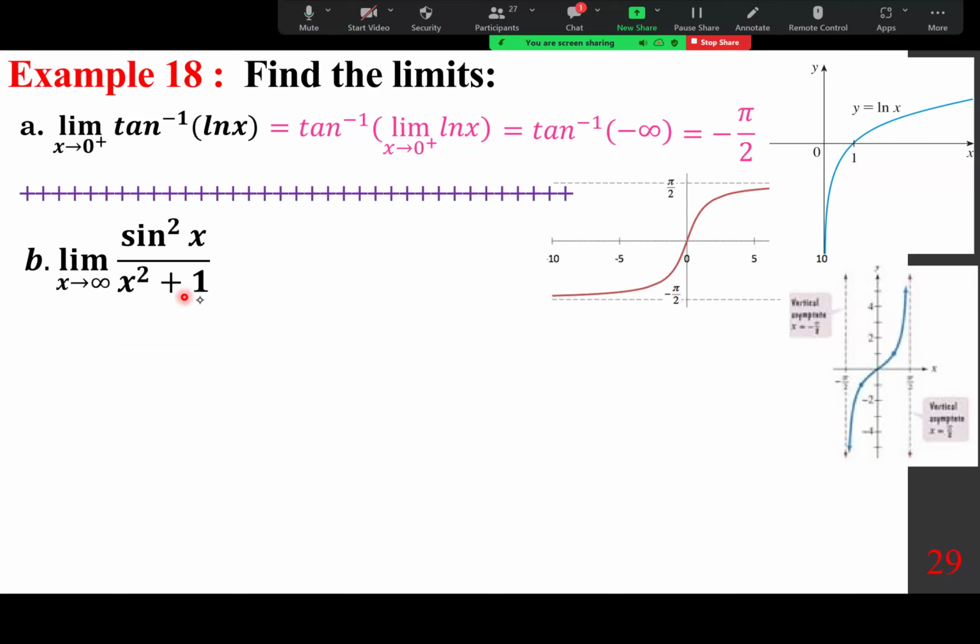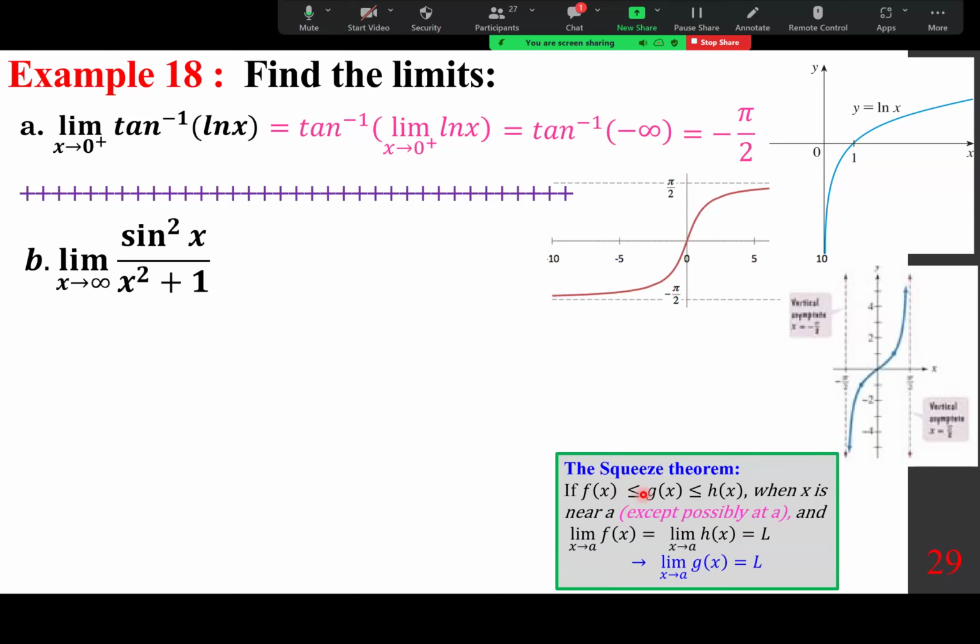The limit of sine squared over x squared plus 1. I remind you of the squeeze theorem: if a function is between two functions and each of them on the left and right side has the same limit, the one in the middle will end up with the same limit. Whenever we have a very complicated limit that somehow involves sine and cosine, it actually makes life easy because we know sine is between -1 and 1.